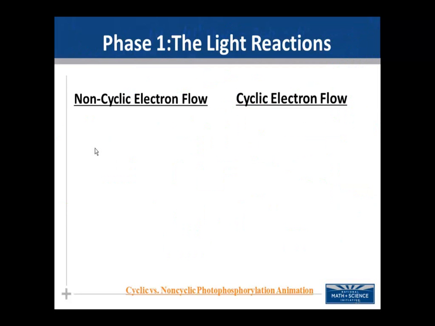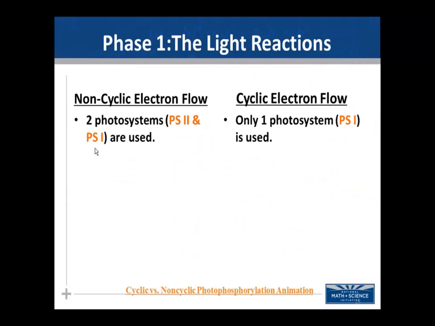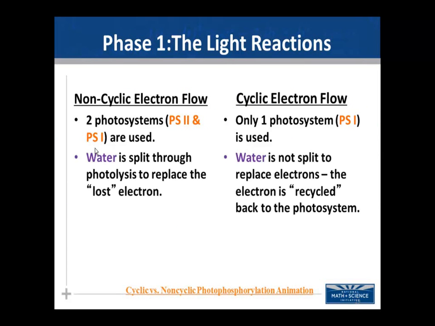So let's compare these two. In non-cyclic electron flow, which is what we went through first, 2 photosystems are used, both photosystem 2 and photosystem 1. In cyclic electron flow, however, only 1 photosystem is used, and that's photosystem 1. In non-cyclic electron flow, water is split through that process of photolysis to replace the lost electron from photosystem 2. But in cyclic electron flow, water is not split. Photolysis does not occur to replace electrons. Instead, that electron that was excited away is recycled back to the photosystem, reused.